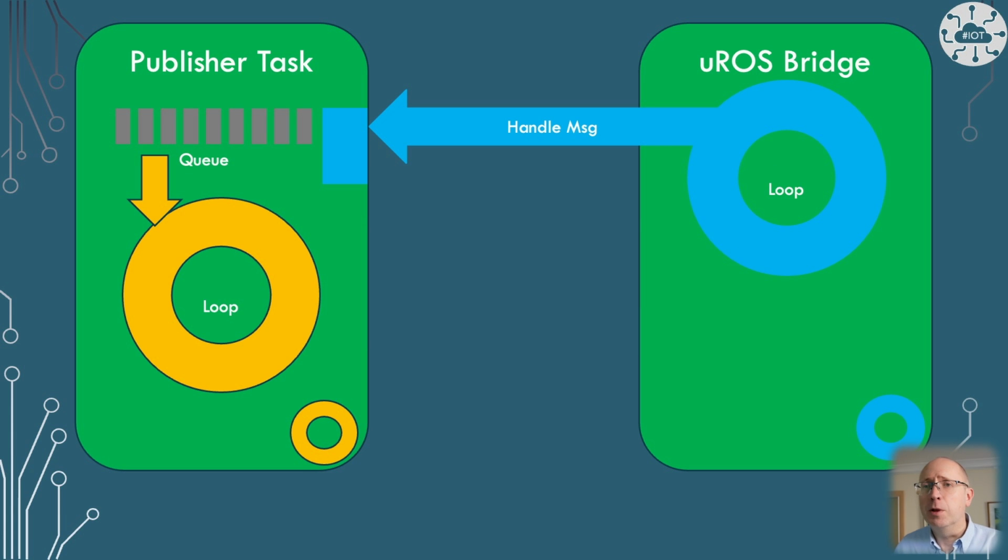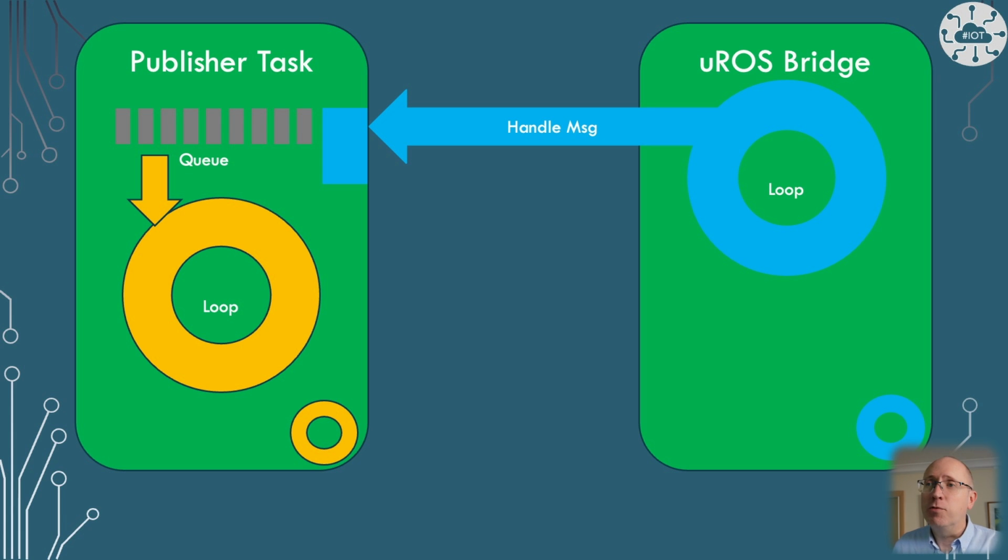We're going to use a similar pattern for subscribe. So we're going to run the subscribe and pass that up as a part of the create entities. But when a message turns up, we're going to get a handle message request over from the MicroROS bridge. That's actually going to be running in the MicroROS bridge's task. So we need to again drop that into a queue within the publisher task, or publisher and subscriber task now.